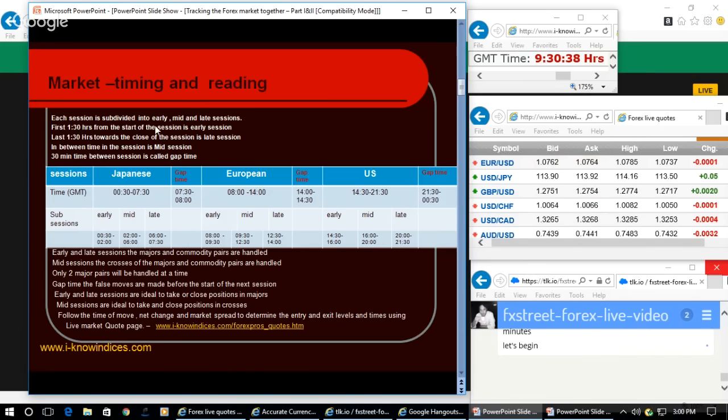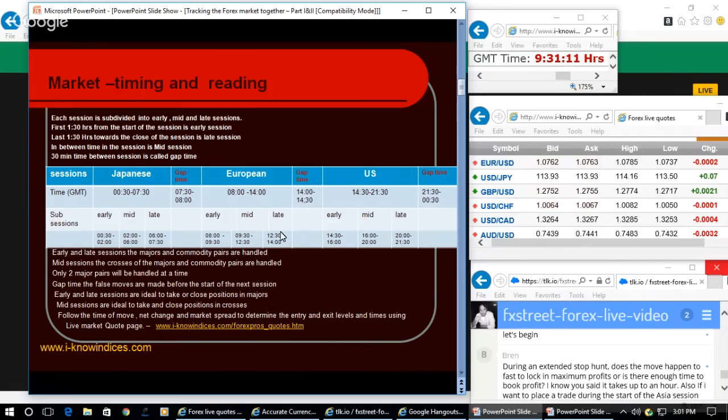So here all the information is given. You can slowly go through the message which is mentioned here in order to understand how we can track the players. So each session, the players are divided into the early, mid, and the late sessions. The first 1.5 hours from the start of the session is the early session. The last 1.5 hours towards close of the session is the late session. Then in between the session, you come across a 30 minutes gap, and that is referred to as the gap time.